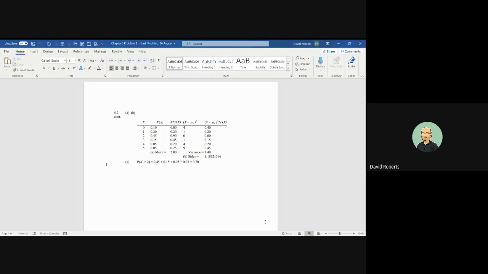Then part C, what is the probability there will be at least 2 accidents? So that's 2 or more. There's actually 2 ways to calculate this. One is to sum up the probabilities of 2, 3, 4, and 5, as you can see. The other way, perhaps a little faster, is you take 1 minus the probability of 0 minus the probability of 1, and you wind up with 0.7, either way.